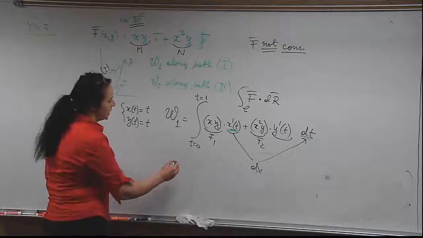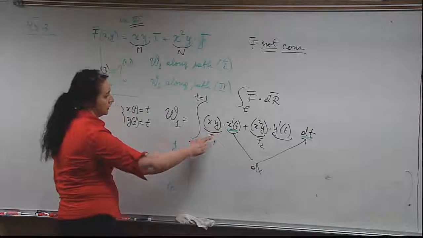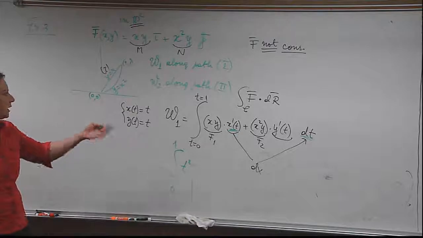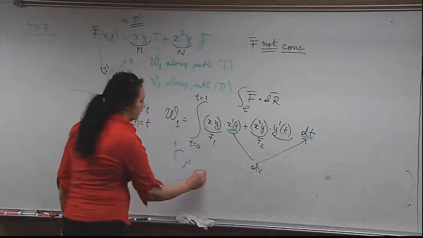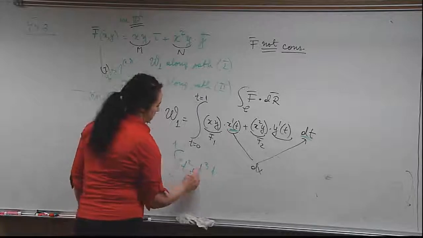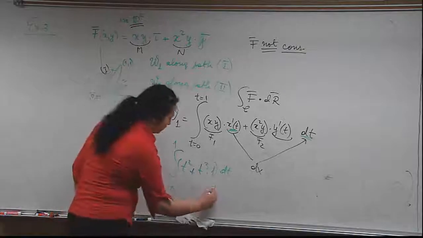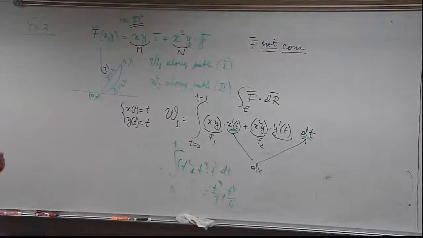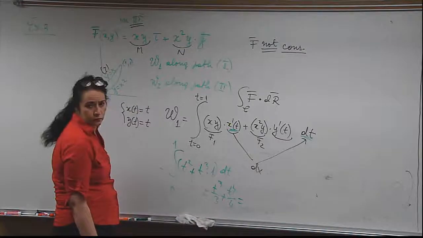So I have the integral from 0 to 1 of t times t times 1, t squared. If I make a mistake, that would be a silly algebra mistake. Please shout. Plus t cubed times 1 dt. How much is this? t cubed over 3 plus t to the 4th over 4. That's 7/12. Very good.